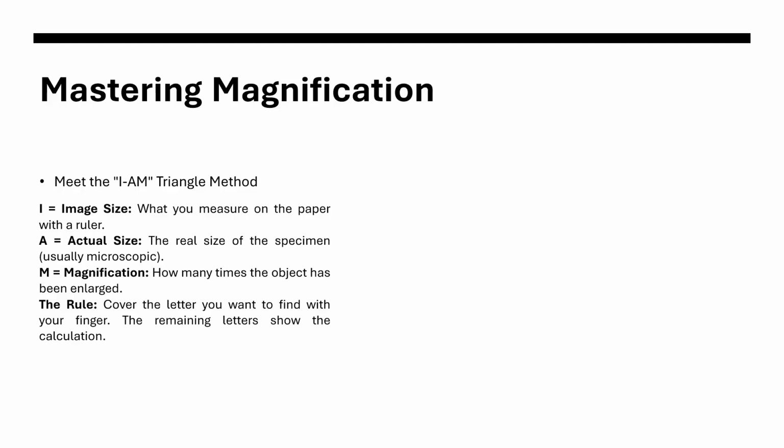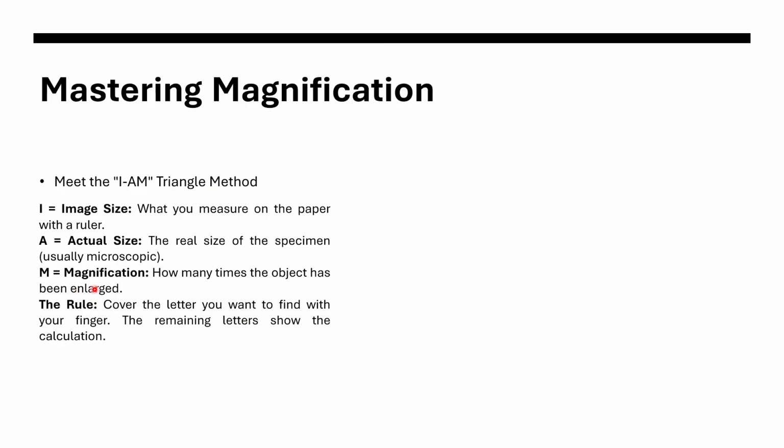I is for image size. This is what you see on the paper. It is the measurement you take with your ruler when looking at a drawing or a photograph. A is the actual size. This is the real life microscopic size of the biological specimen. Usually this is too small to see with the naked eye.